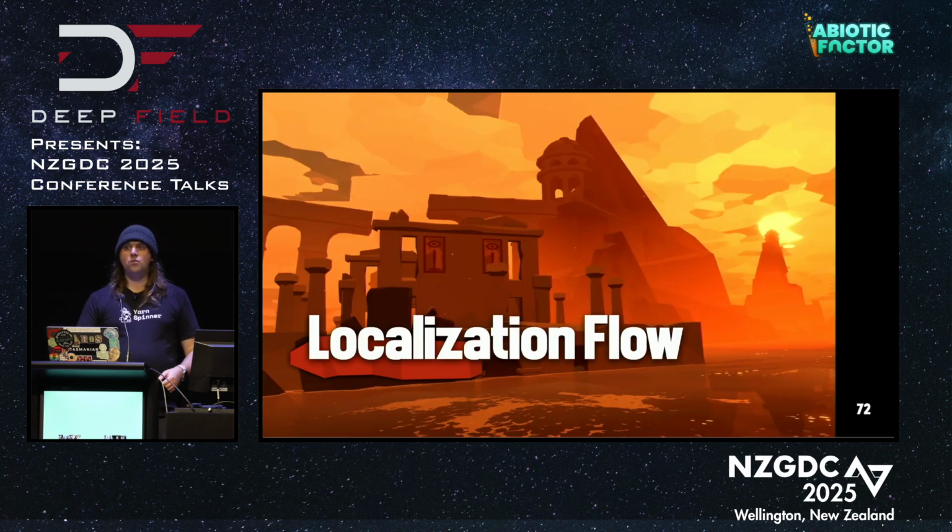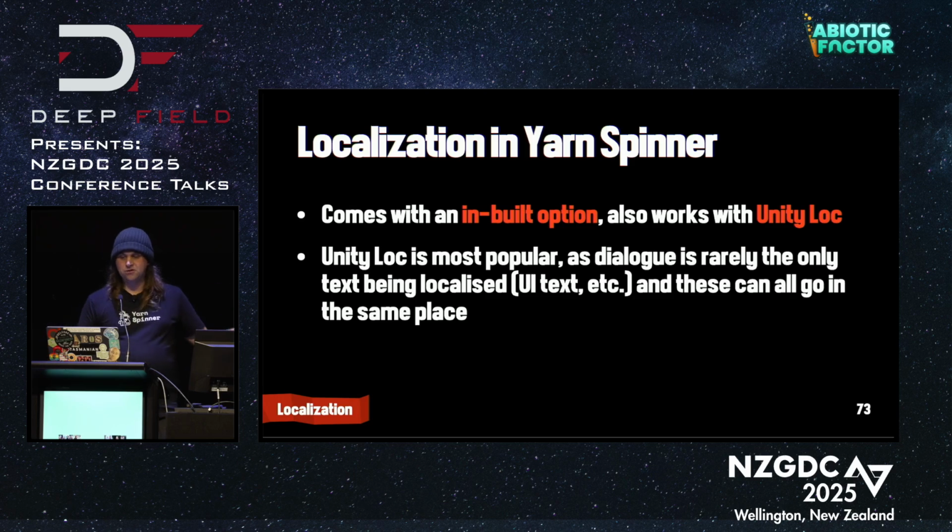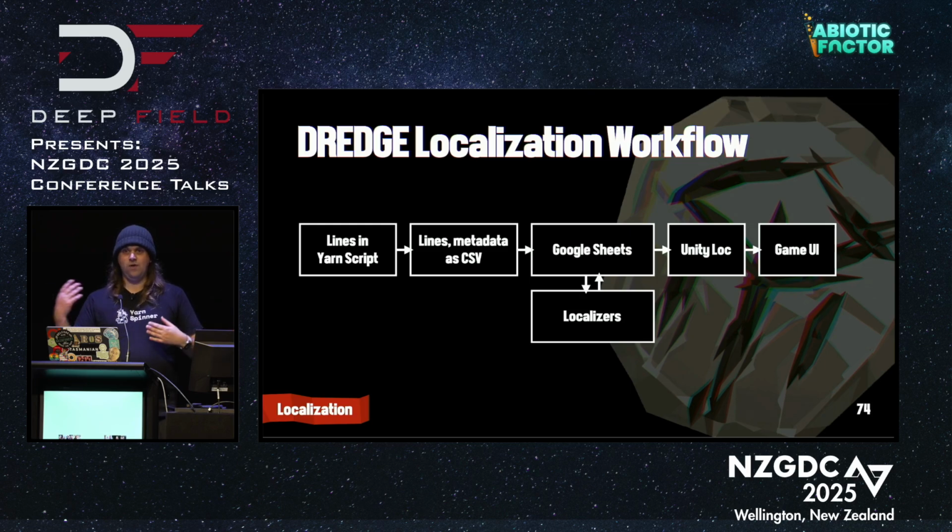The localization flow was quite similar to what lots of other games have done. So they made use of Unity localization, which Yarn Spinner supports, and the workflow was simply write the lines, export them as a spreadsheet, transfer that to Google Sheets. The Google Sheets were then sent off to the localizers who did their work, and then that was imported into Unity localization, which was then, of course, sent off to the game UI.